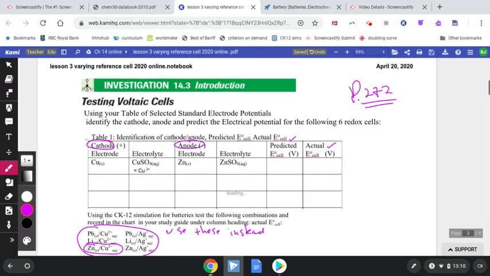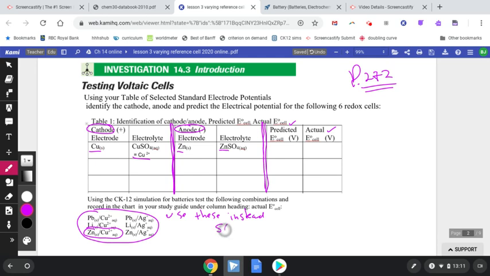Okay. So we already have this one in the right spot. The copper 2 plus half cell is the cathode, and the zinc 2 plus is the anode. Okay, so we're going to assume that everything in here is sulfate for the anions. So lead sulfate, lithium sulfate, zinc sulfate, silver sulfate.